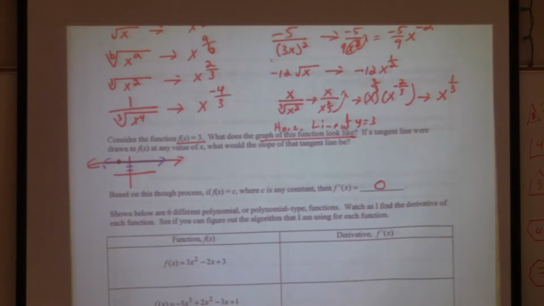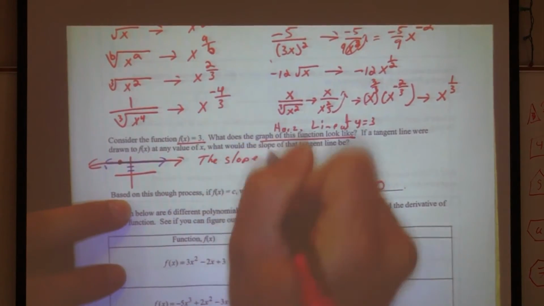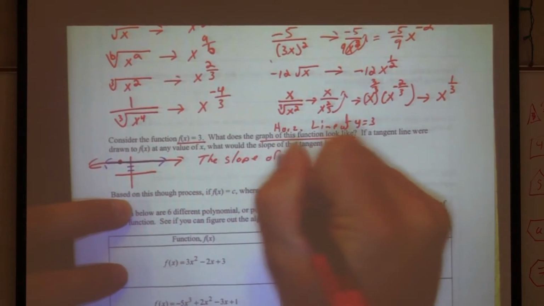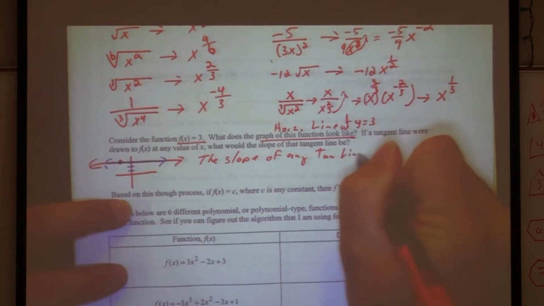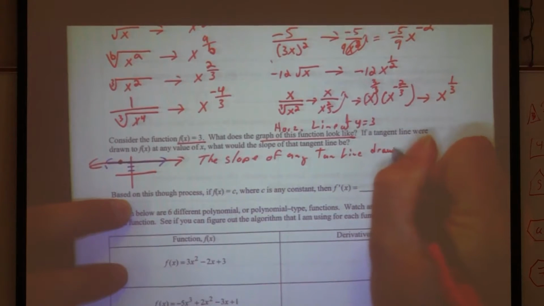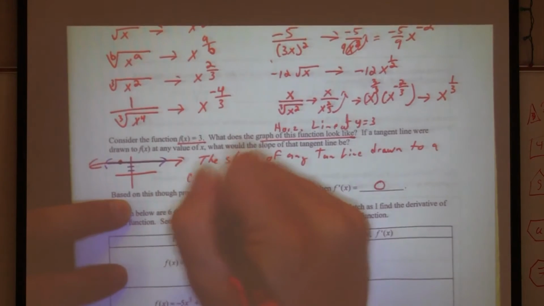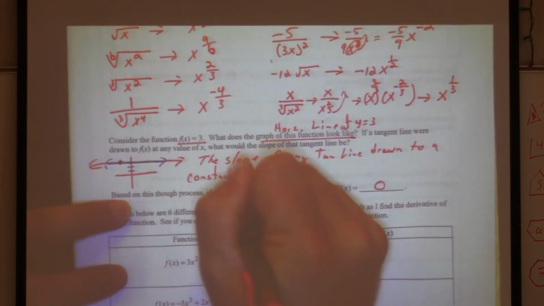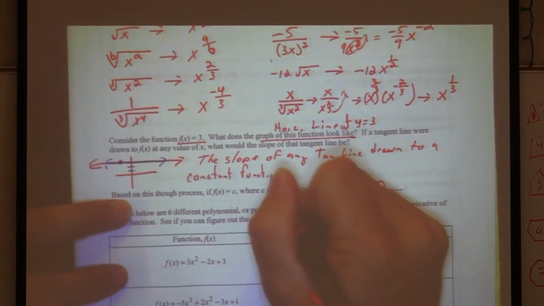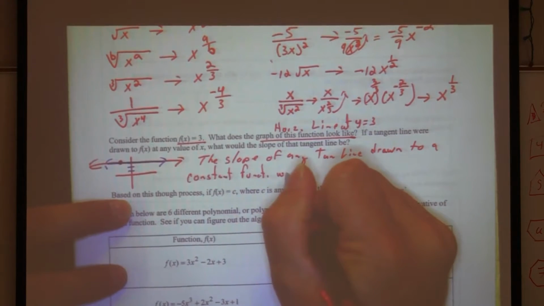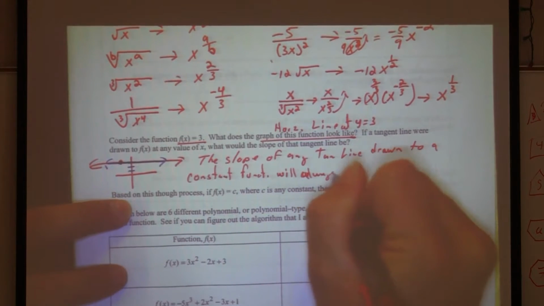Yes? Okay, so let's write that up. The slope of any tan line drawn to a constant function will always be what?